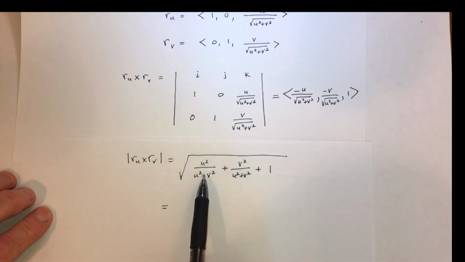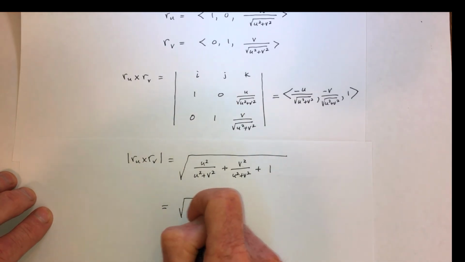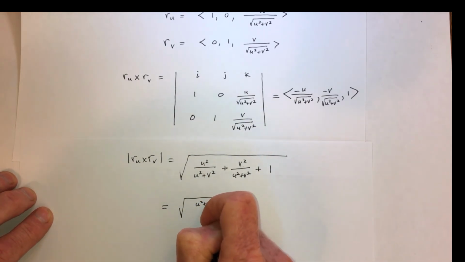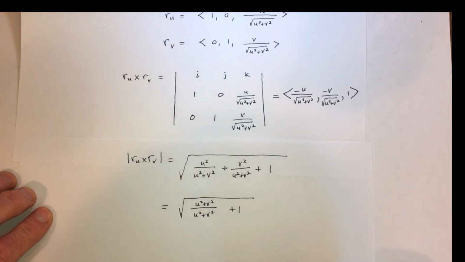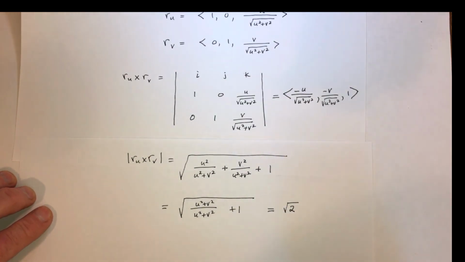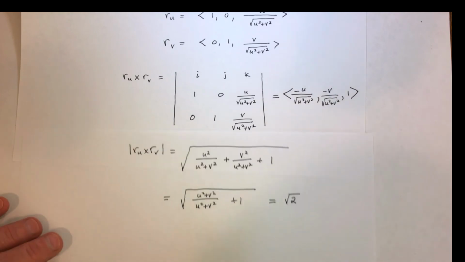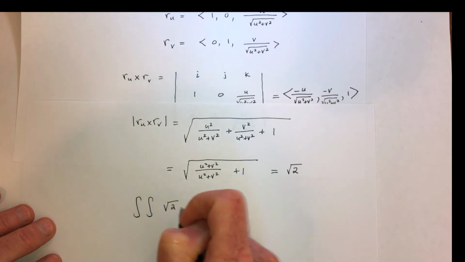When you add these, they already have a common denominator, and the numerator is going to become u squared plus v squared over u squared plus v squared. So we've got u squared plus v squared over u squared plus v squared, plus a 1. That is a 1, and 1 plus 1 equals 2, so after all of that, it simplifies to just the square root of 2. So believe it or not, all we need to do is a double integral of the square root of 2.